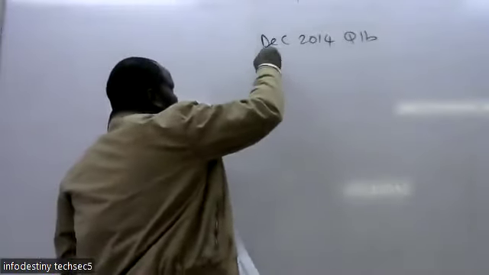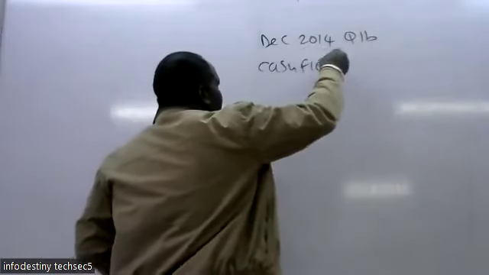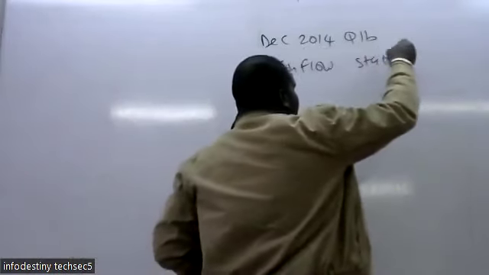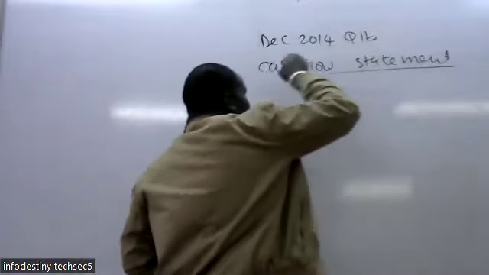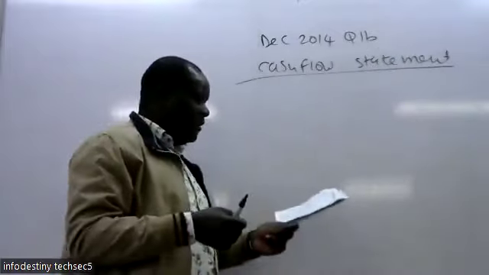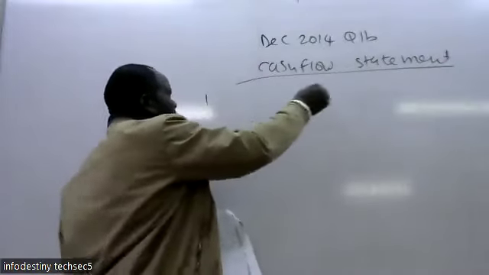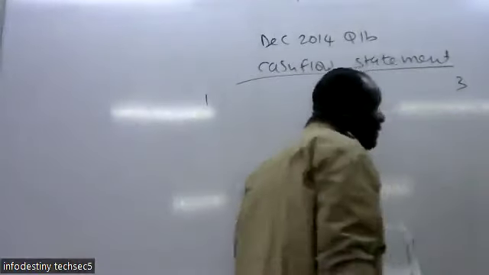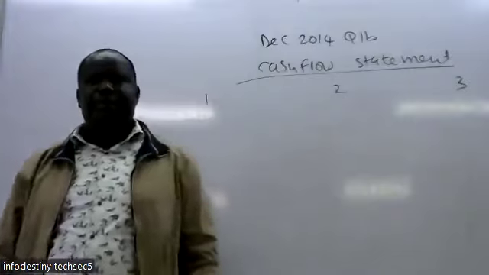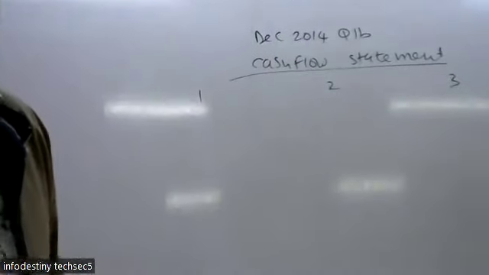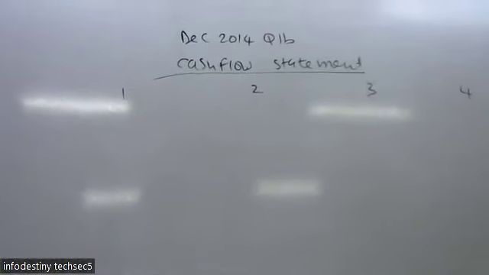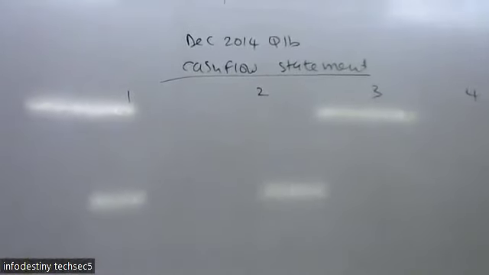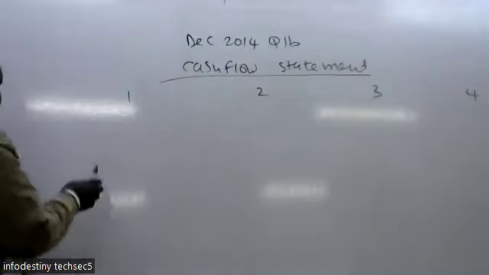So in our cash flow statement, we need to come up with year one, year two, year three, and also year four. We start off with the sales revenue.